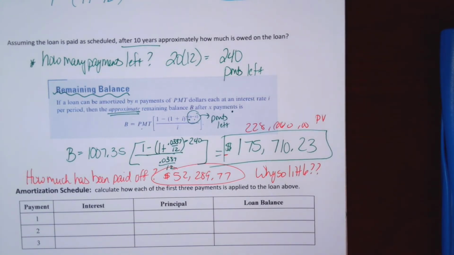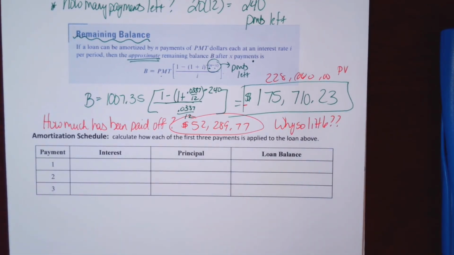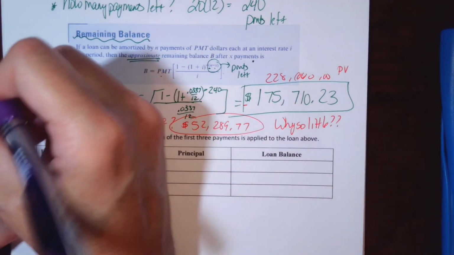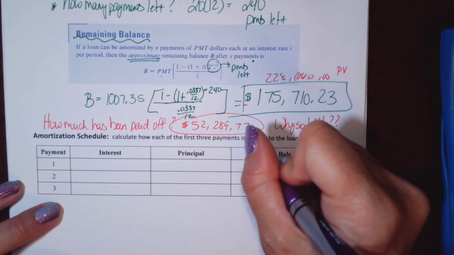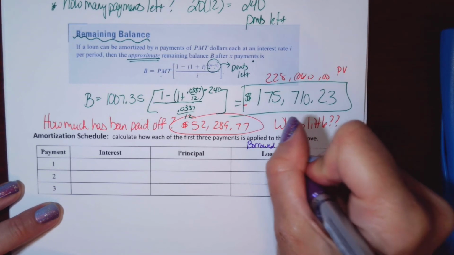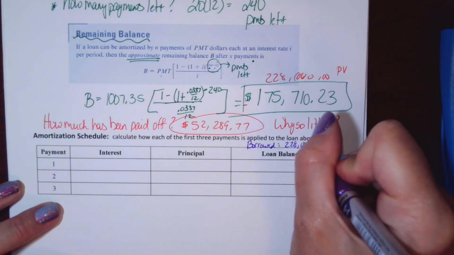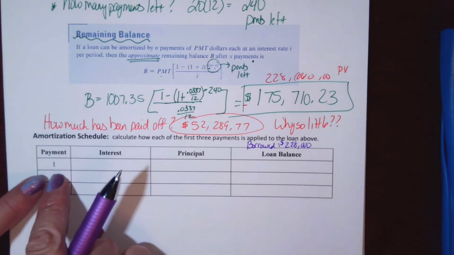Well, the reason is, at the beginning of your loan, almost everything goes to interest. Let's look at our amortization schedule. We're going to calculate just those first 3 payments and how it's applied to the loan. So our loan balance that we borrowed was $228,000, right?